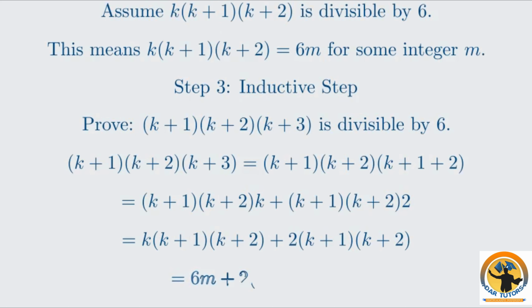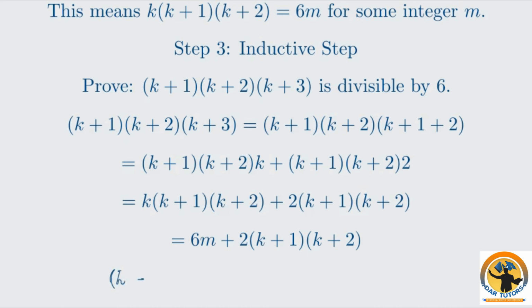Substituting this in, we get 6m plus 2(k+1)(k+2). We know the first term, 6m, is divisible by 6. We just need to show the second term, 2(k+1)(k+2), is also divisible by 6. The term (k+1)(k+2) is the product of two consecutive integers. In any pair of consecutive integers, one must be even. Therefore, their product is always divisible by 2. So we can write (k+1)(k+2) as 2p for some integer p.